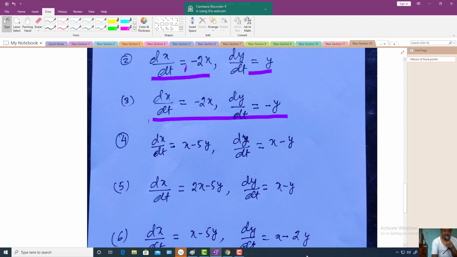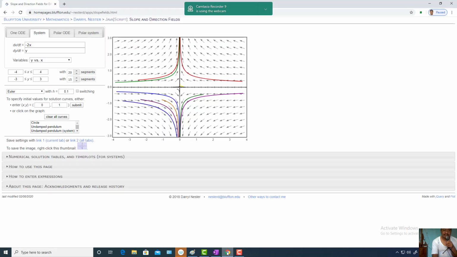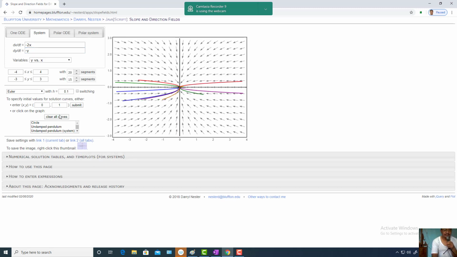Let us see, -2 and -1. The first eigenvalue is -2, the second eigenvalue is -1. When it is the negative case, let us see. If both are negative, then you see the direction field, all are directing toward the center.